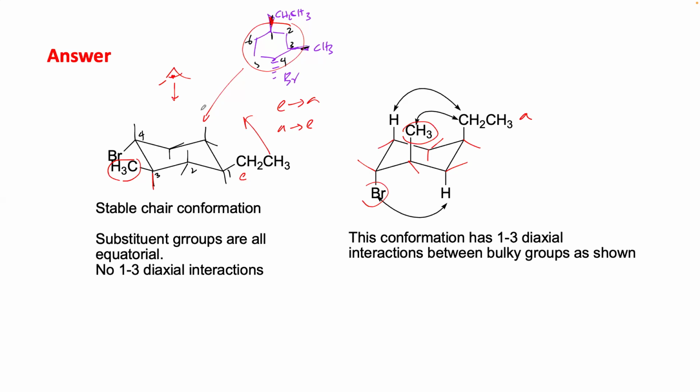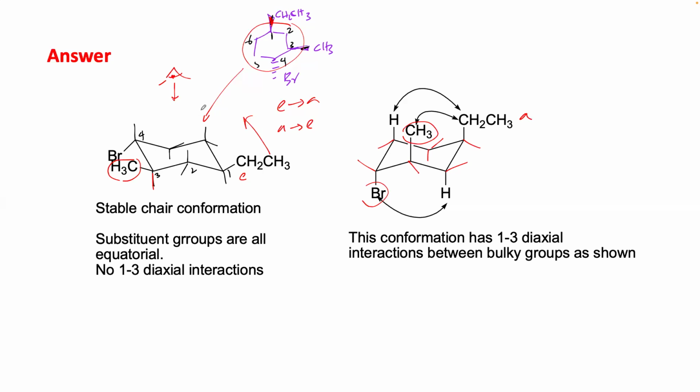Okay, sir. So in the chair conformation, do we always number the carbons clockwise? What do you mean? No, I just put it that way. You can put it the other way around as well. As I said, it's just to know the relative positions. That's all. Okay, sir, thank you.